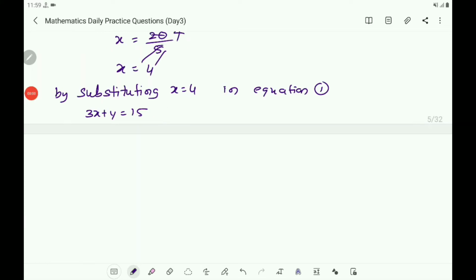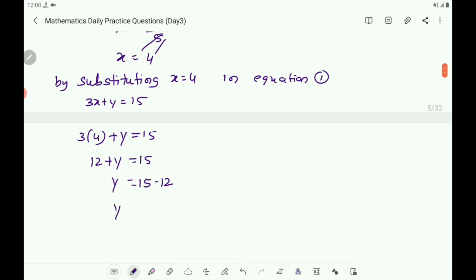Substitute the value of x, that is 3x means 3 into 4, plus y, you write as it is, equals 15. Then you know that 3 4s are 12, plus y equals 15. Then y equals, you transfer this 12 to the RHS, then you will get 15 minus 12. Y equals 15 minus 12, that is how much? 3.